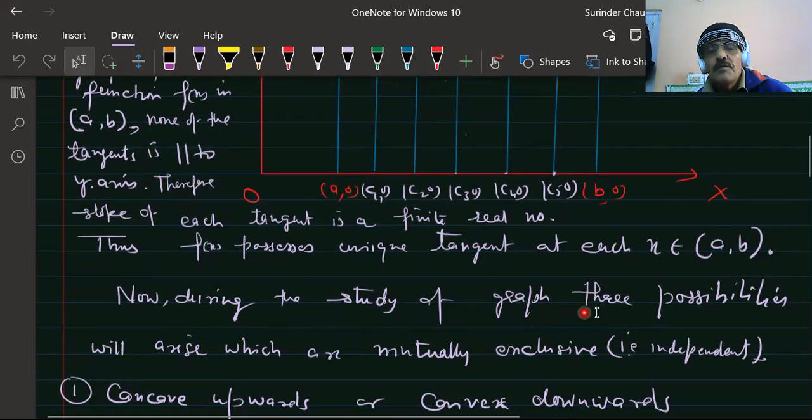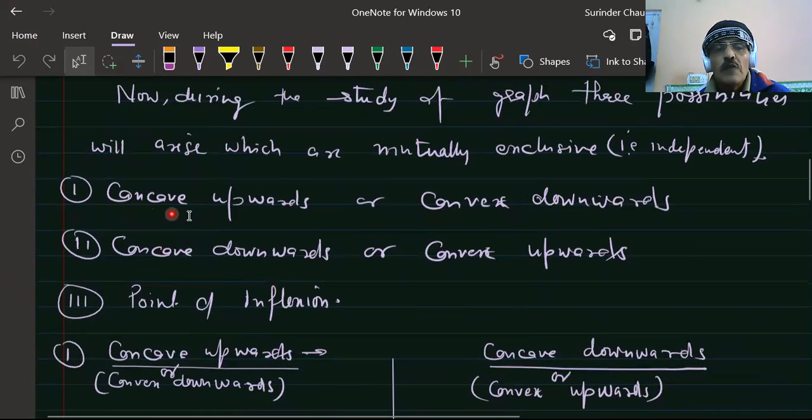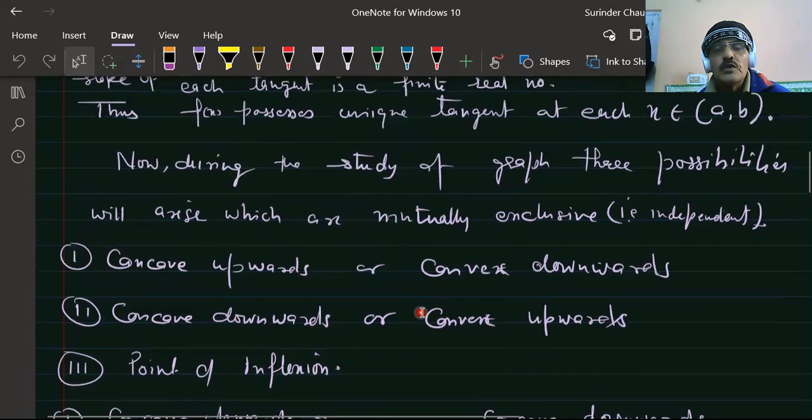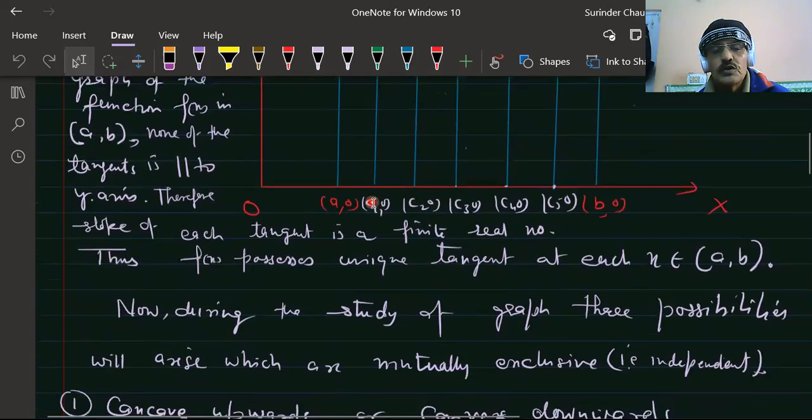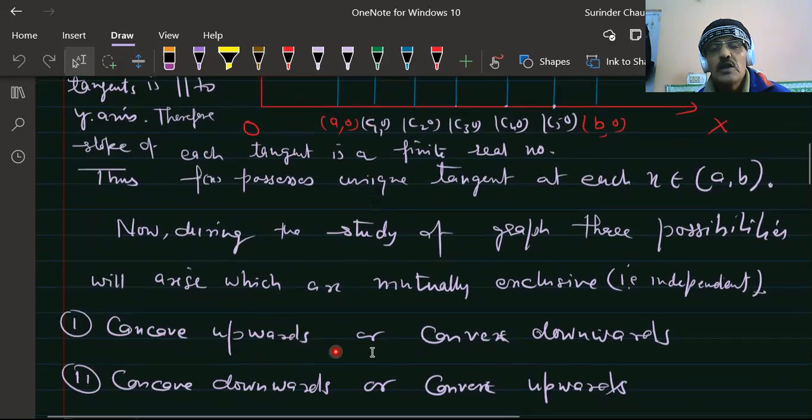Now, during the study of the graph, three possibilities will arise, which are mutually exclusive. One is concave upwards, which is also called convex downwards. Another is concave downwards, which is also called convex upwards. And third is the point of inflection. These three possibilities arise when we study the graph of the function in the open interval a to b. So we'll study concave upwards, and the other will be vice versa, concave downwards. Studying concave upwards means we are studying convex downwards, and studying concave downwards means we are studying convex upwards. Same.